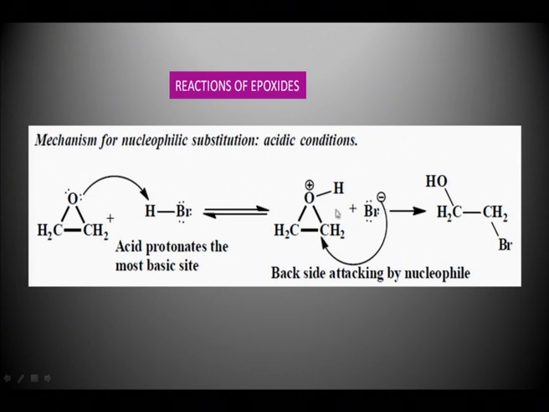In this intermediate, the Br minus should not come from the front side, because the ring is there, so it faces some steric hindrance. So bromide ion should not come from the front side. It chooses the back side, because the back side is sterically free, and this is very special. So Br minus ion attacks from the back side, and it leads to opening of the epoxide ring, and it forms a bromo alcohol.